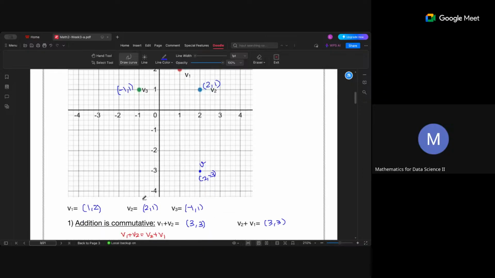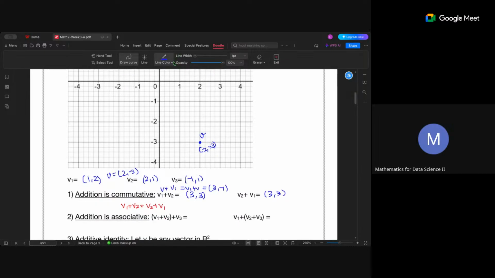Now if I take my v to be 2 comma minus 3, you can still see that v plus v1 is the same as v1 plus v. What is v plus v1? 3 comma minus 1. In the same way, v1 plus v is again 3 comma minus 1. So this is true for any two vectors. It means you take two vectors v1, v2 from V, and this implies v1 plus v2 is equal to v2 plus v1. Got it?